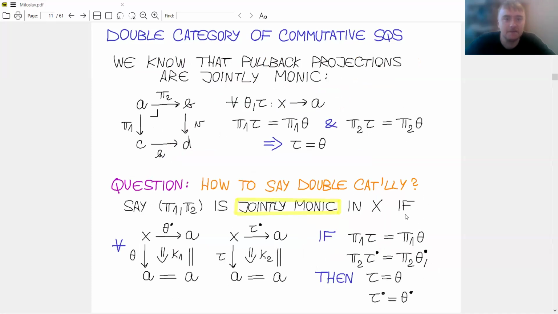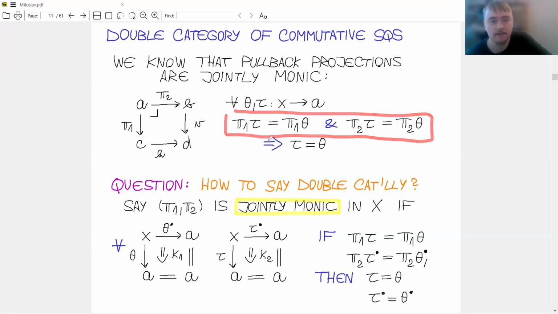Another thing that would be useful for my agenda in the later part of this talk is some kind of joint monicity. Recall that if you have a pullback square, the pullback projections are jointly monic, which is to say that given two arrows into the pullback, and these conditions are satisfied, then these two are equal.